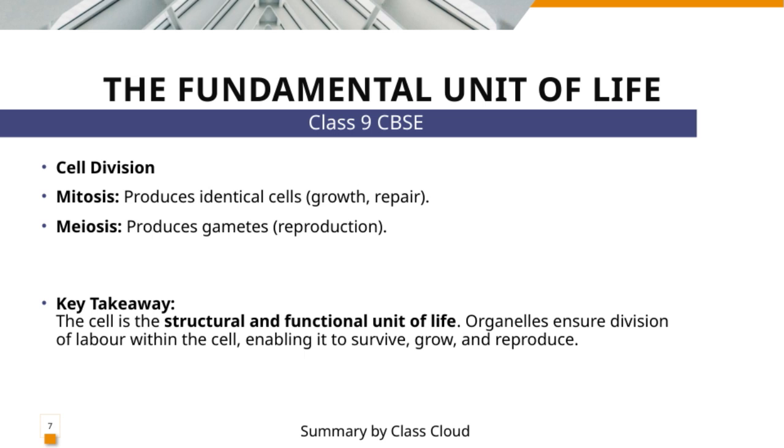On the other hand, meiosis is a special type of division that produces gametes, that's sperm and egg cells. These are crucial for reproduction because they carry half the genetic material needed to form a new organism. The key takeaway here is that the cell is the fundamental unit of life. Everything in a living organism revolves around cells.